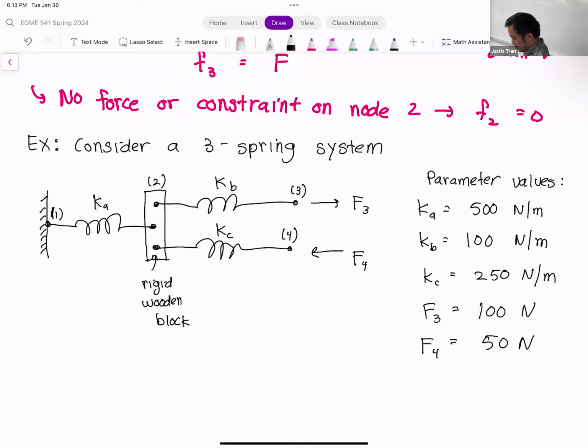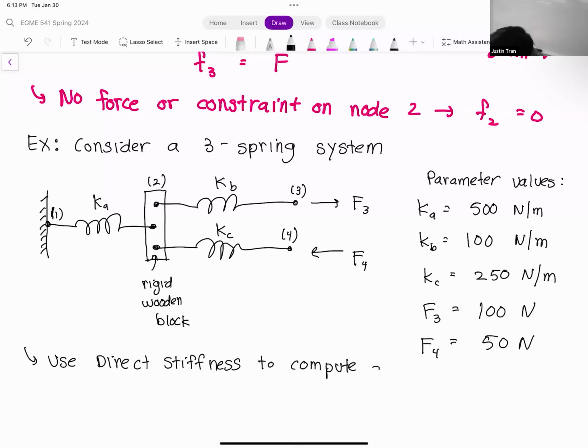All right. So here's our system. So we have 3 springs, 4 nodes, 2 forces, and 1 wooden block. And so what we want to do in this problem is use the direct stiffness method, and we want to solve for the deformation of all 4 nodes.